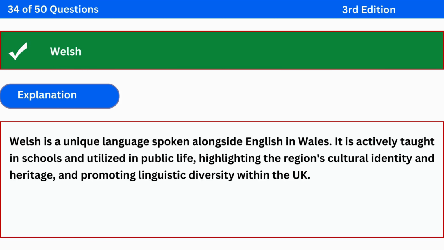The correct answer is Welsh. Explanation: Welsh is a unique language spoken alongside English in Wales. It is actively taught in schools and utilized in public life, highlighting the region's cultural identity and heritage and promoting linguistic diversity within the UK.